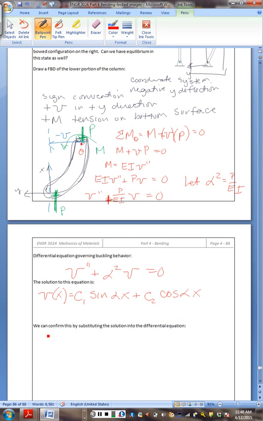So if we take one derivative, we have v prime of x equals alpha c1 cosine alpha x, since the derivative of sine is cosine, and the derivative of cosine is minus sine, so we have a minus alpha c2 sine of alpha x.